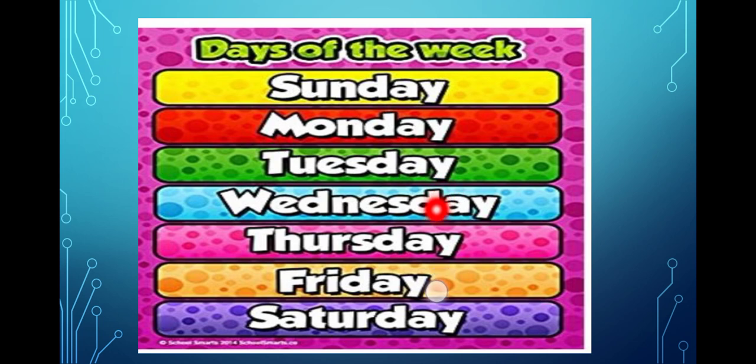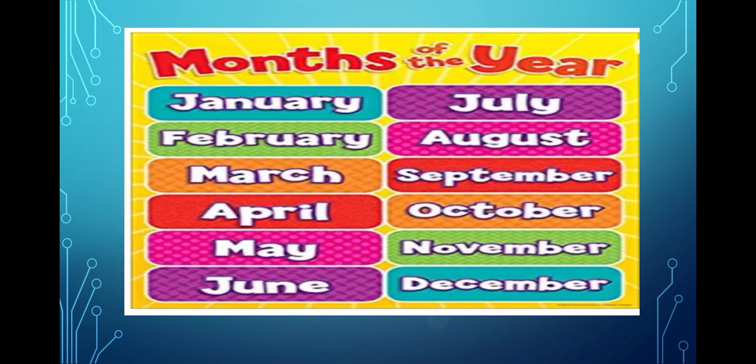Now we will be learning about the months in a year. There are 12 months in a year, students. January is the first month of the year and December is the last month of the year. After this December, again what will happen? The rotation will go on.